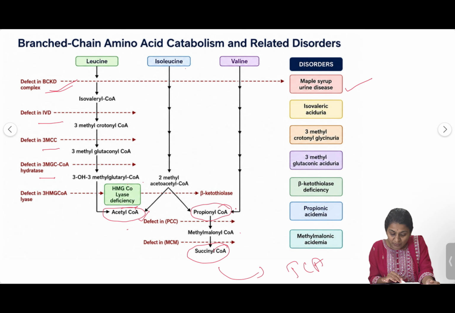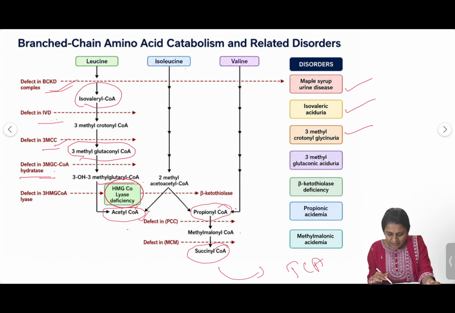If there is a defect in isovaleryl-CoA dehydrogenase enzyme, there is accumulation of isovaleryl-CoA, which leads to isovaleric aciduria. If there is a defect in 3-methylcrotonyl carboxylase enzyme, that will lead to 3-methylcrotonyl glycinuria. Likewise, 3-methylglutaconyl-CoA accumulation is due to defect of 3-MGC-CoA hydratase enzyme. Then last, that is 3-methylglutaryl-CoA lyase enzyme, that is HMG-CoA lyase enzyme deficiency, will lead to accumulation of this substance.